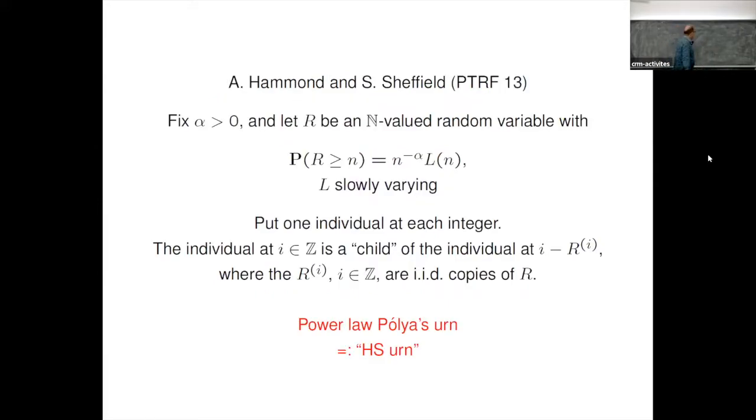Let me begin with a picture. The Hammond–Sheffield urn, they called it power law Polya's urn, in a paper which appeared in the PTRF some 9 years ago. And this is the urn. You have balls that find their places at integers, and every integer in the end will be populated by exactly one ball. And as usual, in Polya's urn, when you put another ball into the urn, this ball has a parent. You grab a ball, and this is a parent, from the one which you take and place back into the urn. And here, this is a spatial flavor, right?